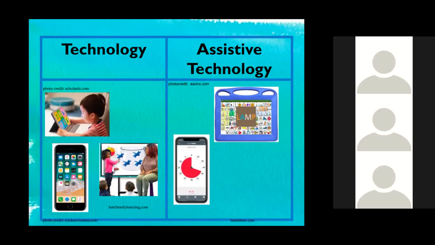And so we'll ask questions like, well, how are you going to be using the iPad? And what about the iPad makes it assistive technology? So those are important questions to ask, because an iPad by itself is a piece of technology. It's not necessarily assistive technology. But when you add an app, like on the right side, the LAMP app, Language Acquisition through Motor Planning, that's an app that really helps with communication, and that added to an iPad makes the iPad assistive technology.